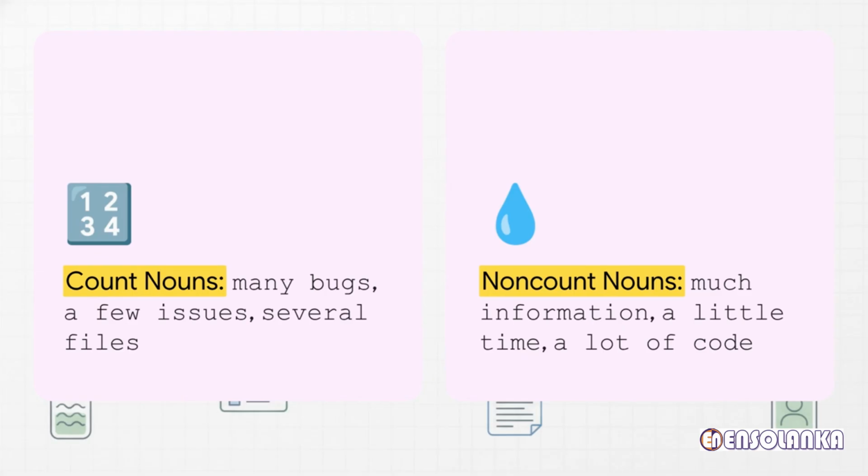Great question. And there's a really clear rule for that. For all your countable things, you use words like many, a few, or several. For the non-count stuff, you stick with much or a little. And hey, here's a pro tip. The phrase a lot of is your best friend. It works for both. You can have a lot of bugs and a lot of code. Can't go wrong with that one.